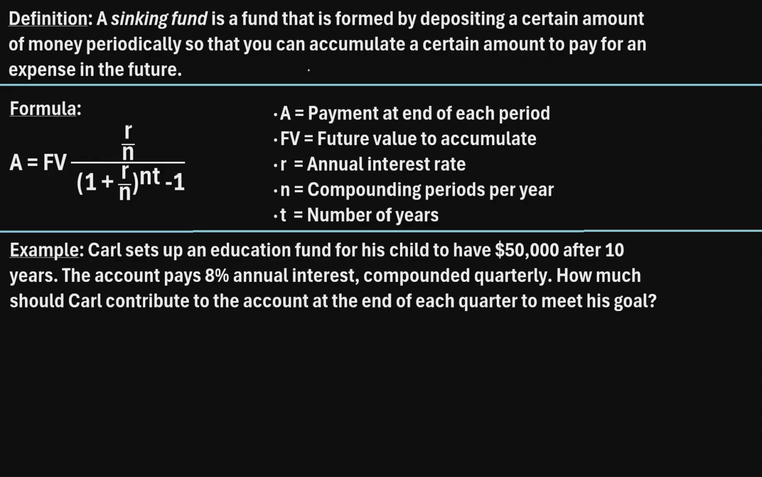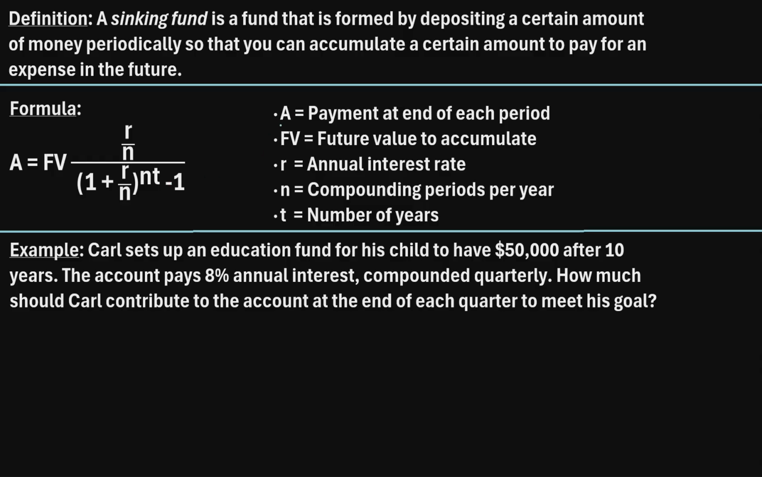So the whole idea behind this is that you want to accumulate a certain amount of money at some future date by making regular deposits into an account. Now, the way that you can figure out how much that deposit or payment should be each period, here's the formula that you can use. A is equal to FV times (R over N) divided by ((1 plus R over N) raised to the power of N times T, minus 1).